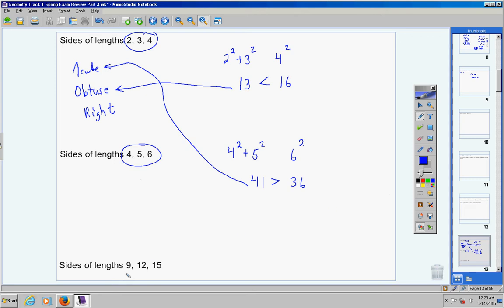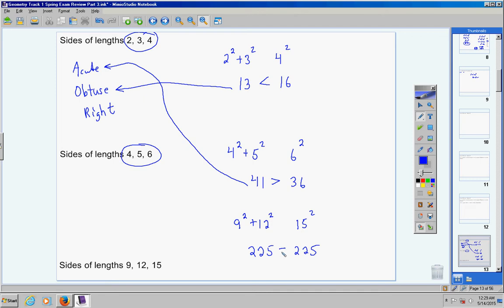Now, let's take a look at our last problem here. My 2 shortest legs are 9 and 12. So 9 squared plus 12 squared. And then leave a space and put 15 squared. Alright? Well, 9 times 9 is 81. 12 times 12 is 144. So if I take 81 plus 144, I'm going to get 225. Now, if I take 15 squared, I'm going to get 225.